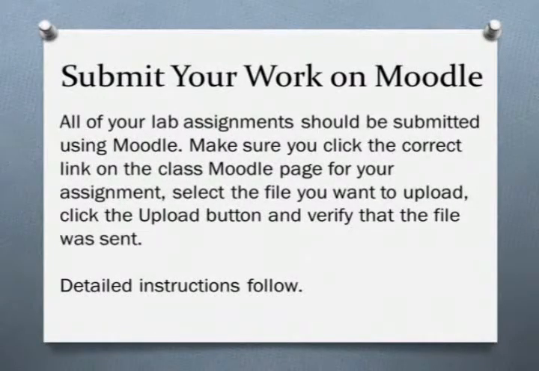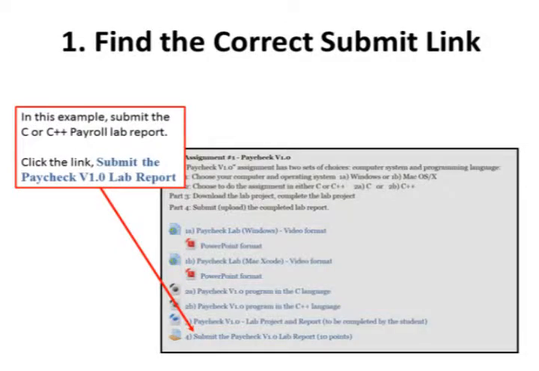When you've completed your lab report, submit it using Moodle. All the lab assignments should be submitted using Moodle. Make sure that you click the correct link on the class Moodle page for your assignment. Select the file you want to upload, click the upload button, and verify that it was sent. This is important. You need to find the correct submit link. Each assignment is going to have a submit link, so make sure you click the right one.